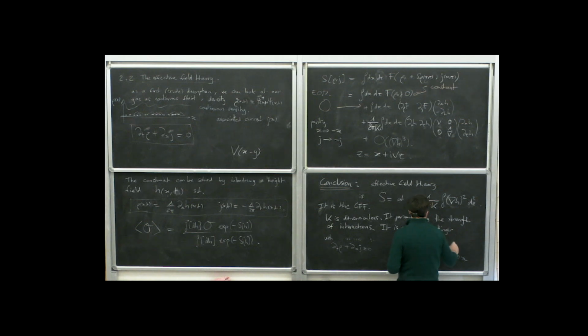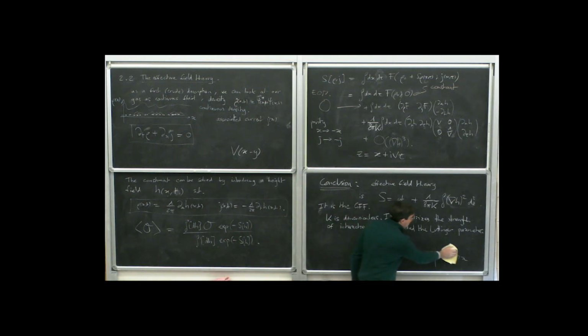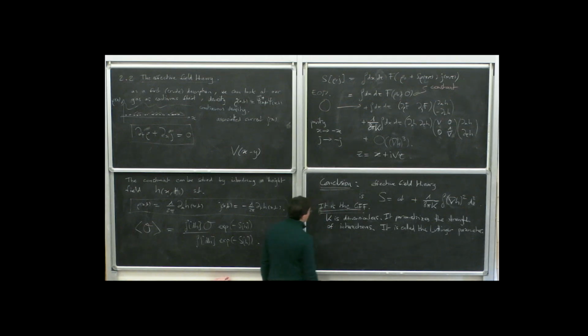It's called the Luttinger parameter. And so we see that if we think of how this action appears, there must be such a parameter, a free parameter that shows up. There's another free parameter which is the velocity. So this is the GFF.